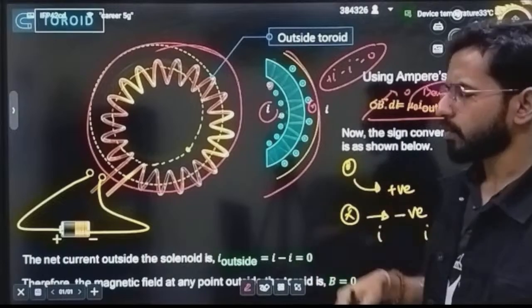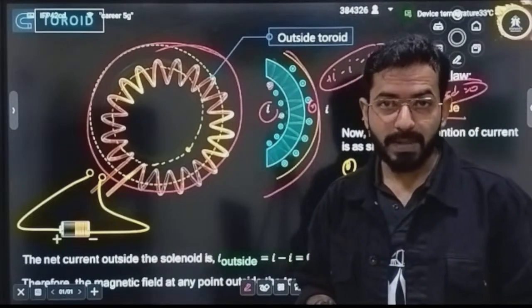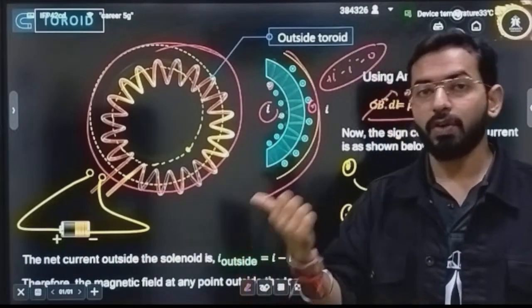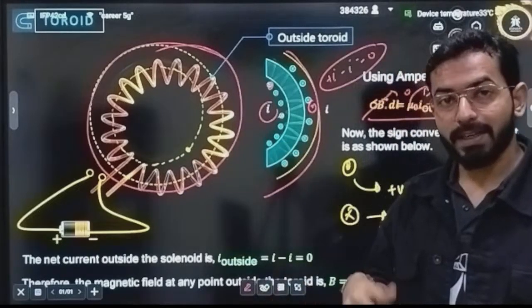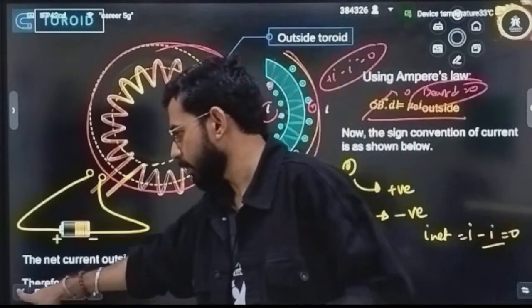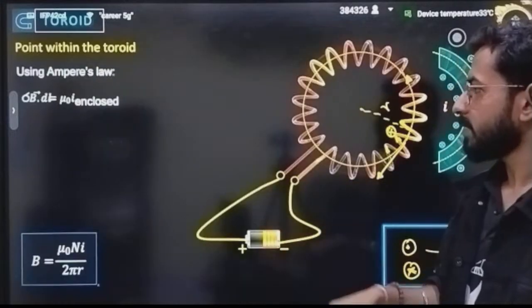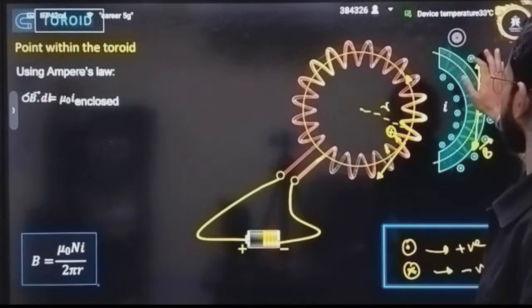That means you will say, sir, there is no magnetic field due to a toroid. Actually, there is a magnetic field, but it is not in the outside portion, not in the inside portion. It is in the mid portion that we will be having, and that is the actual case that we are going to understand.